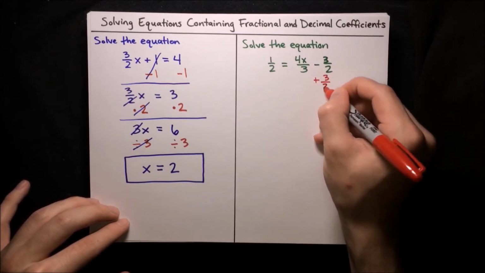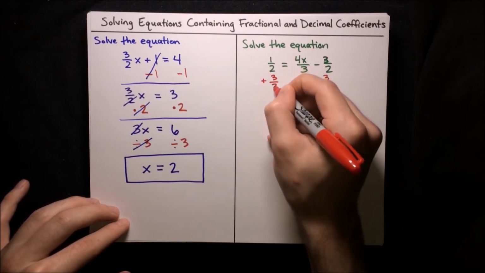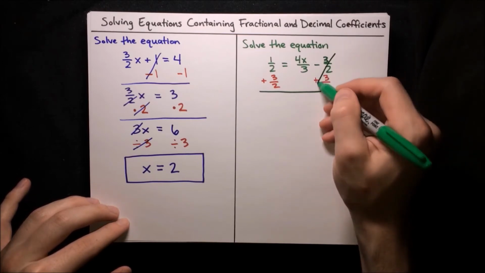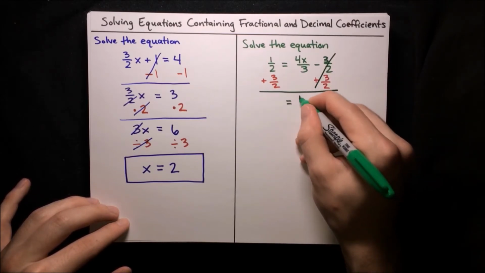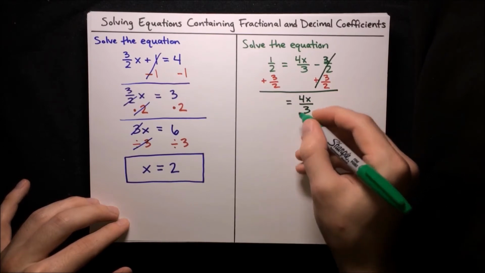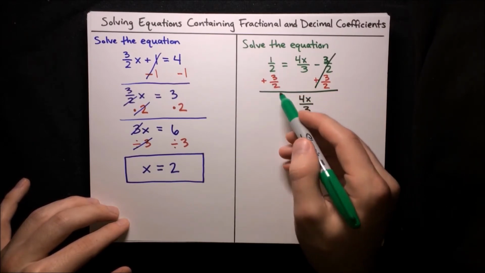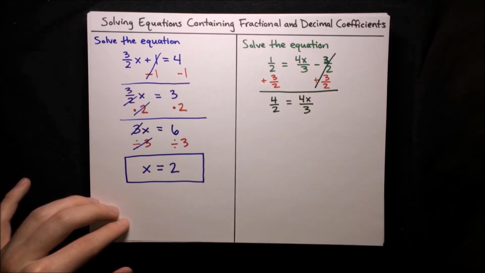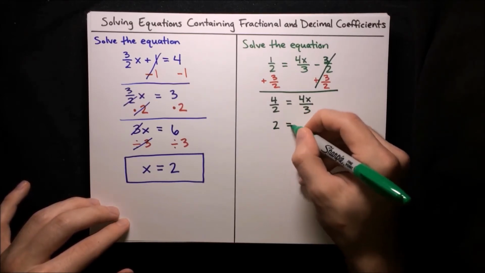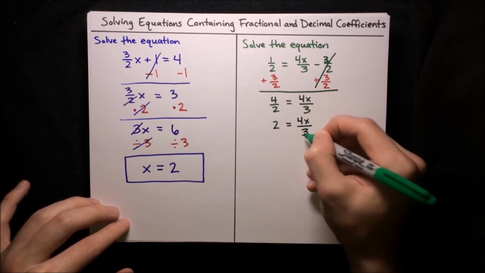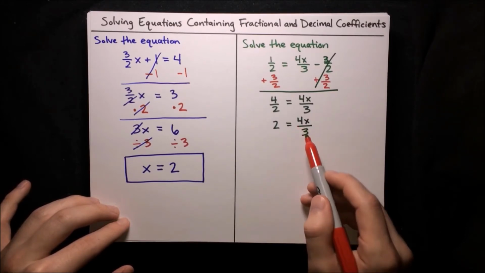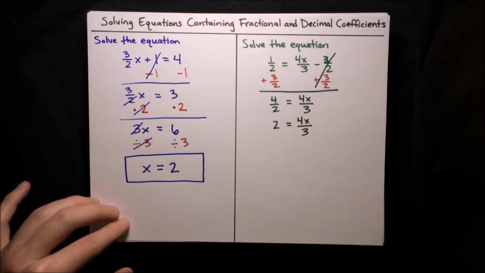Plus 3/2, plus 3/2. So now, this minus 3/2 plus 3/2 cancels out, and on the right-hand side, we just have 4x over 3. And then on the left-hand side, we have 1/2 plus 3/2, which is 4/2. We can simplify this a bit. 4/2 is just 4 divided by 2, which is just 2. So 2 is equal to 4x over 3. Okay, so we're closer to the solution now, but we still have this 4 and this over 3 along with the x, and we want to get rid of those numbers.